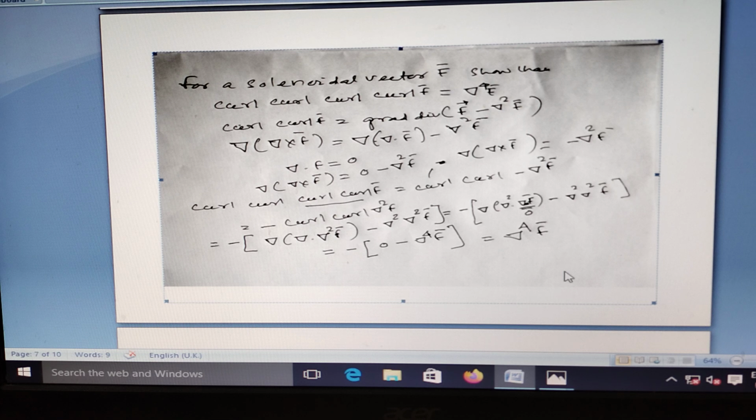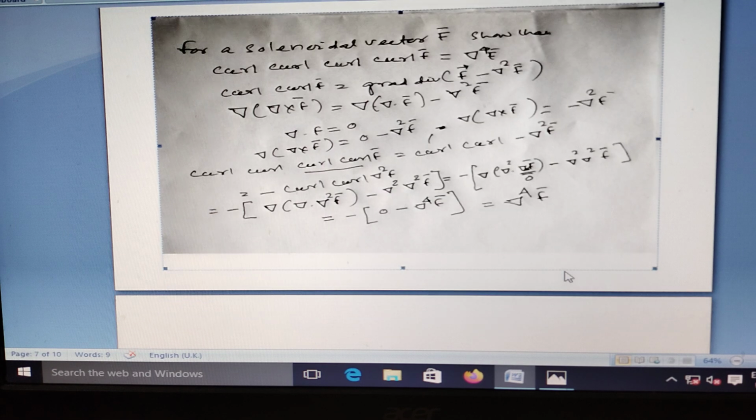For a solenoidal vector F, the curl curl F is equal to del of F. There is a simple formula. If you know the formula, you can do it. Curl curl F is equal to grad of divergence of vector F minus del square F. If you know this formula, you can do it. It is a simple repeat of the equation.